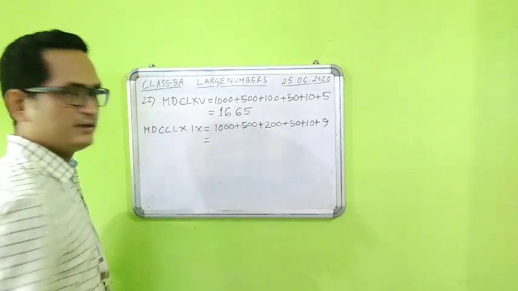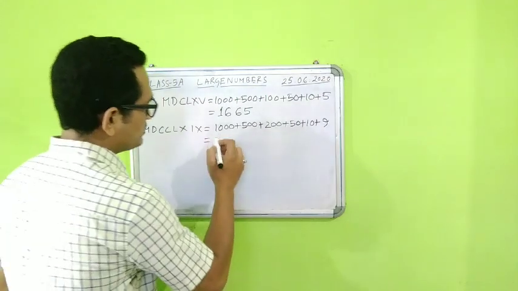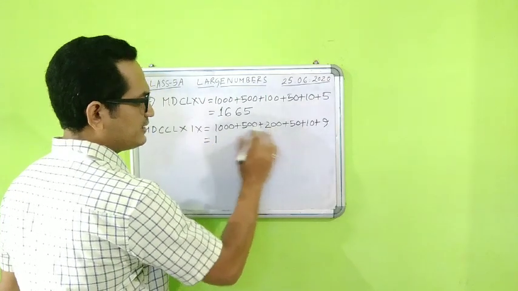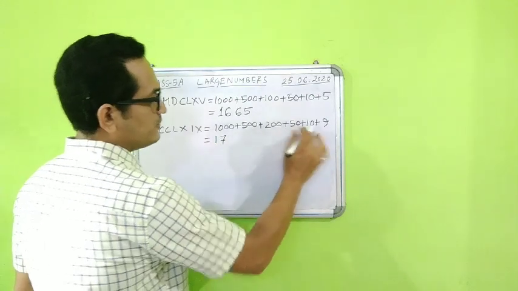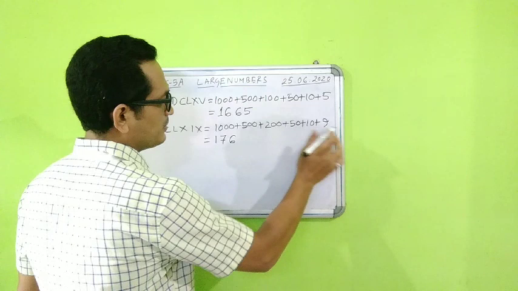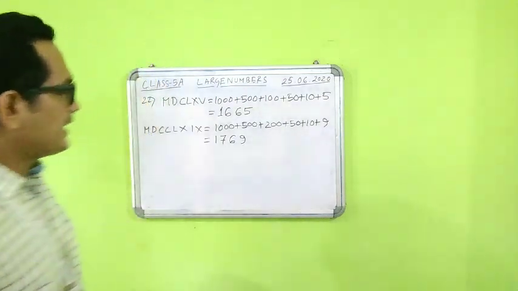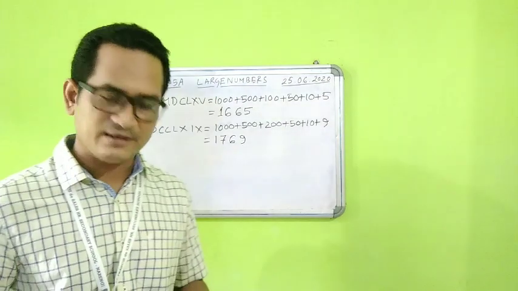Now let us add all this again. So 1000 will be here. 500 plus 200, it will be 700. So 7 will come in the hundreds place. 50 plus 10, it will be 60. So 6 will come, and finally 9 will come. So the answer will be coming as 1769.